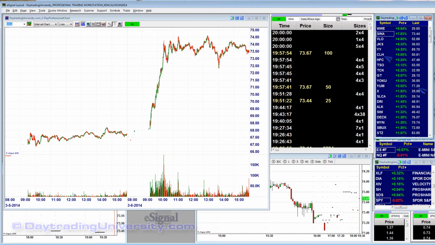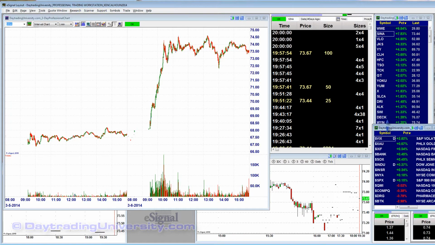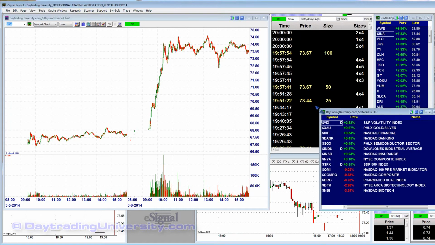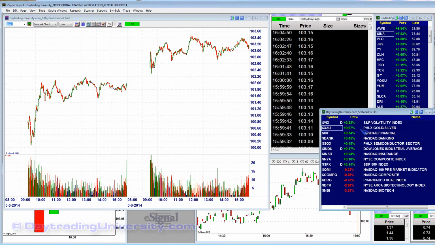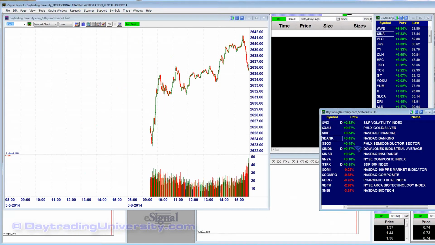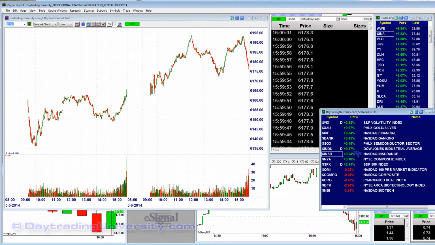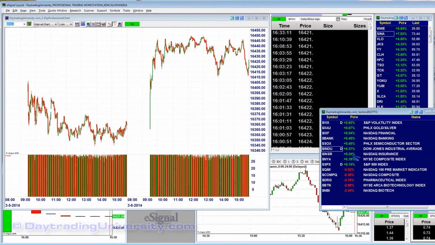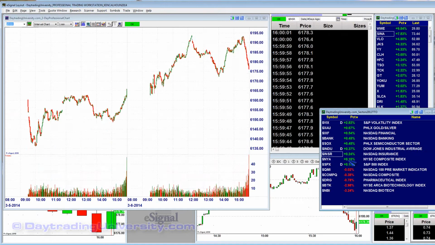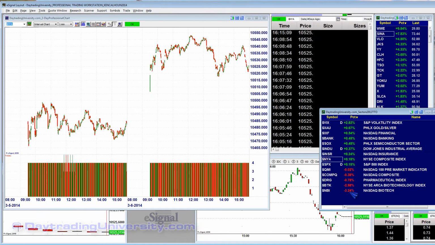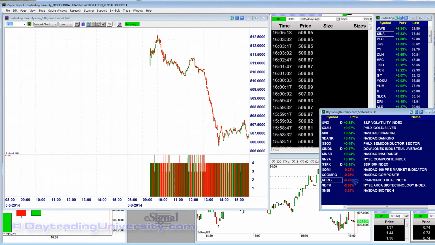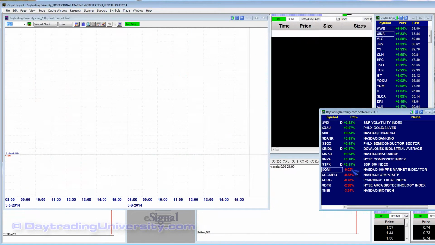Segregate or separate out your stocks, your ETFs, your sectors, your E-minis, whatever else you're looking at. In my sectors here, it always helps to have things like gold and silver, finance, banking, semiconductors, your major market indices like the Dow and the S&P, the NASDAQ, biotechs, pharmaceuticals, the NASDAQ Composite, the NASDAQ 100 pre-market indicator.